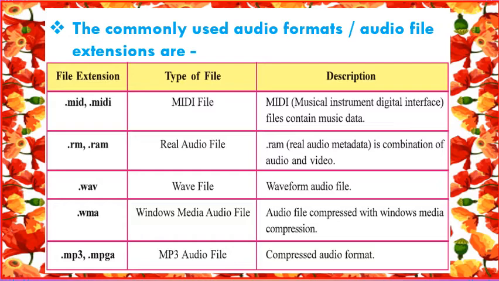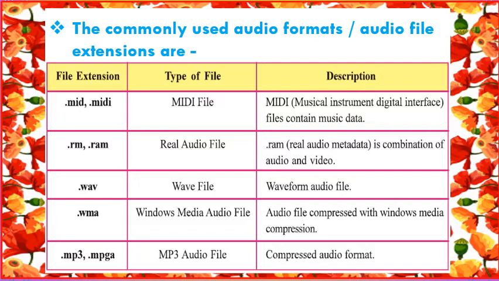.mid or .midi. File type is MIDI file. MIDI full form is Musical Instrument Digital Interface. This MIDI files contain music data. Second one is .rm or .ram. Type of file is real audio file. RAM's full form is Real Audio Metadata. .ram is a combination of audio and video, both.